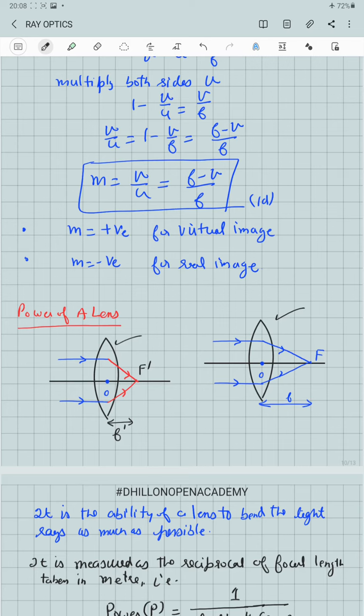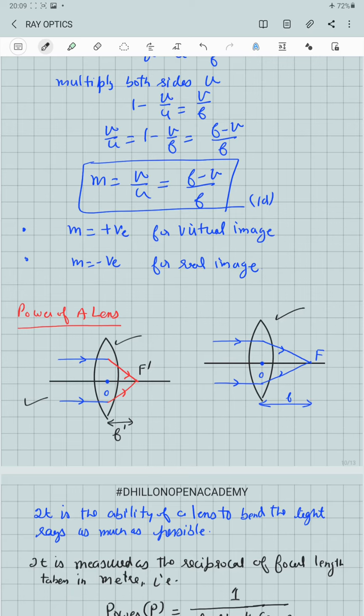So if a lens is able to produce a large deviation in the path of the light after refraction, then that type of lens is said to be more powerful. Because this particular lens is bending the light rays in greater amount, so that the focusing point is quite close to the optical center, this lens will have more power as compared to the other one.